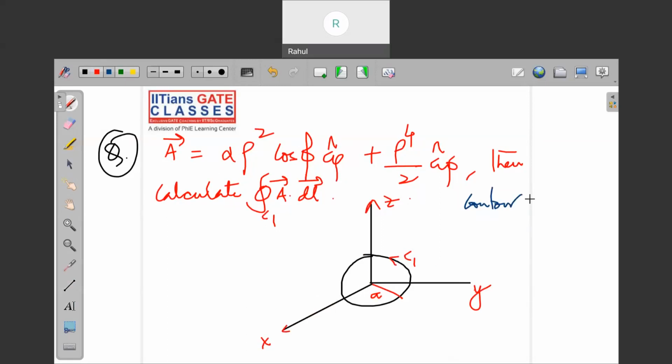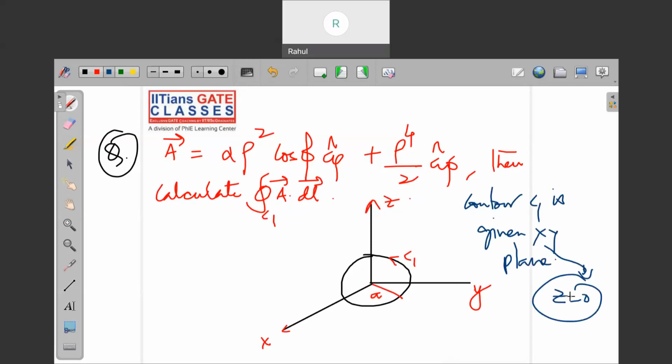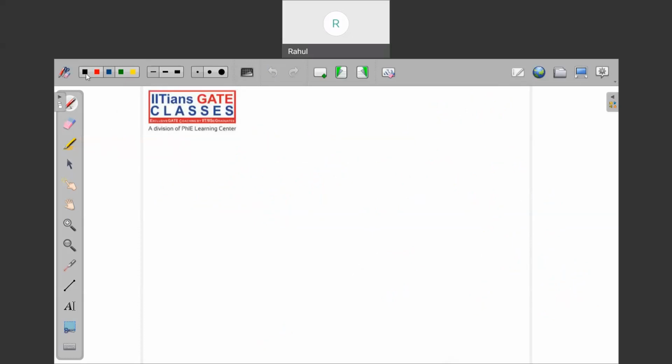So you can add this line as well: contour c1 is given in the xy plane. If it is given in the xy plane, then z shall be 0. That's why in the vector there is no z component. There is rho, phi and z, but the z component is going to be 0 because the contour c1 is located on the xy plane. So let me compute A dot dl here. The solution is going to be like this. Again, the component along which you are moving, you have to take that component.